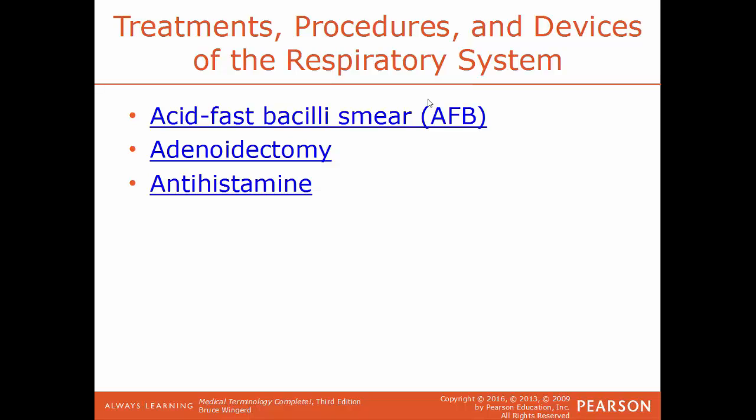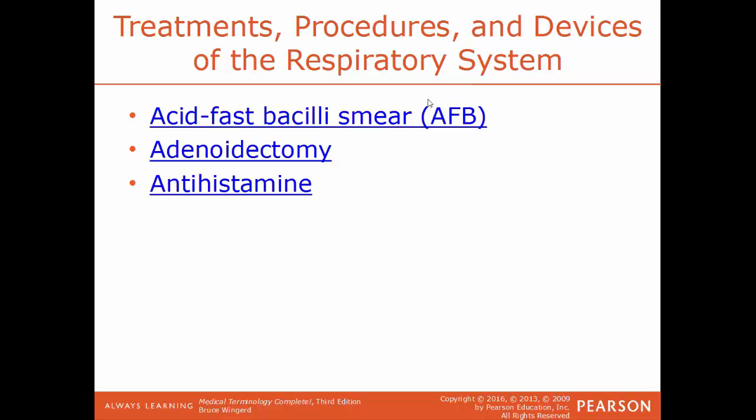The next term, adenoidectomy, is the surgical removal of the adenoids. The adenoids are a mass of lymphatic tissue found on the back of the throat. They tend to get infected quite often, especially in children, so to have those removed isn't really that big a deal. Antihistamines. This is a type of medication that many people take to combat allergic reactions.